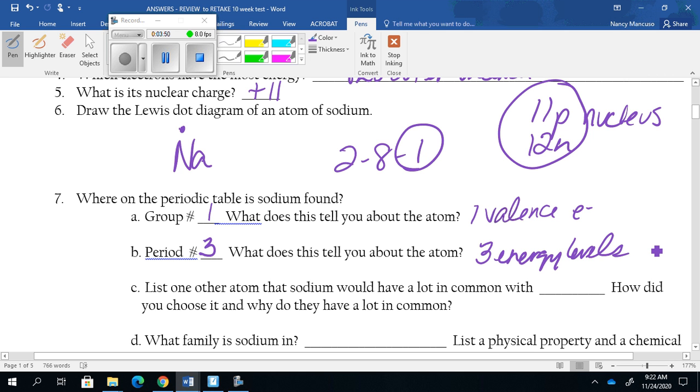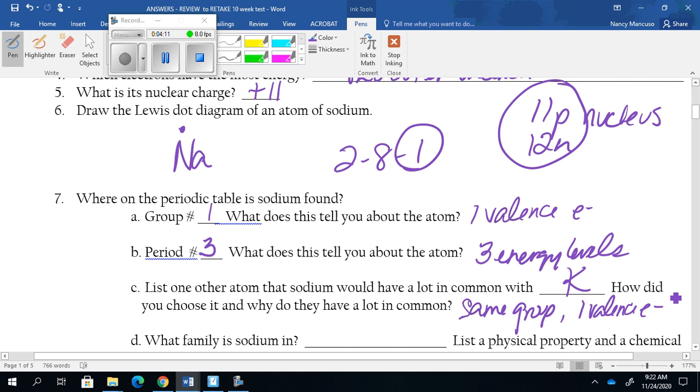All right, list one other atom that sodium would have a lot in common with. So I'm going to pick K, potassium. It's right under it. How did I choose it? I chose it because it is in the same group. And what do they have in common? They both have 1 valence electron.